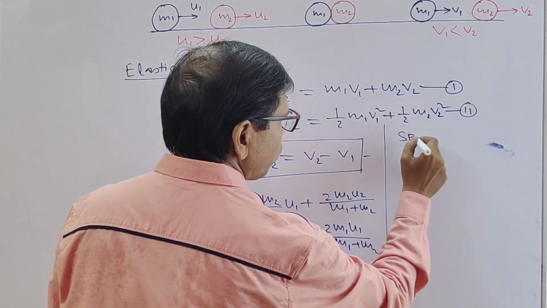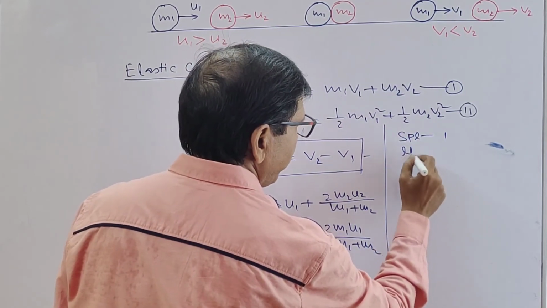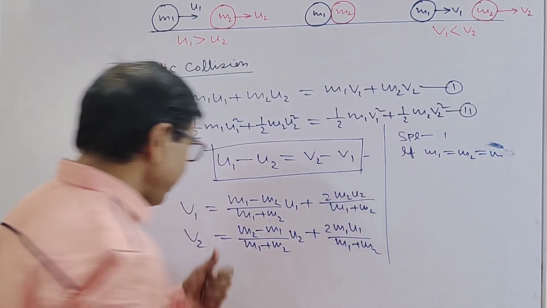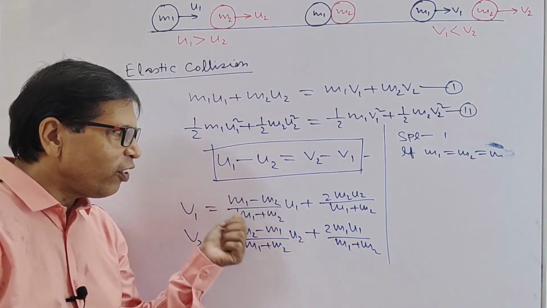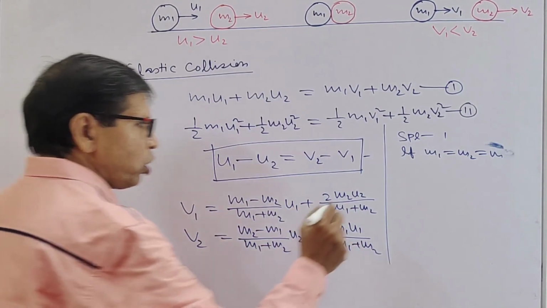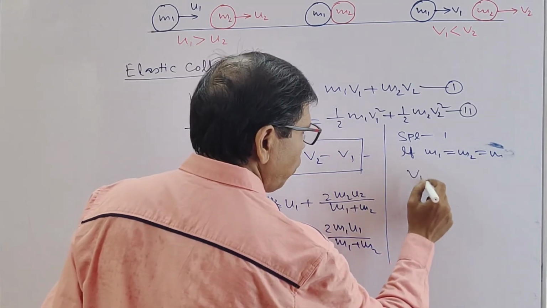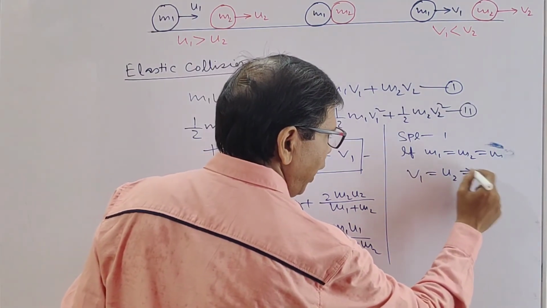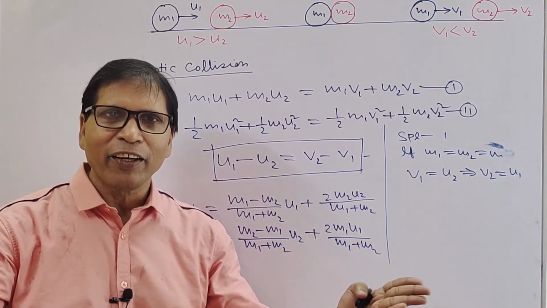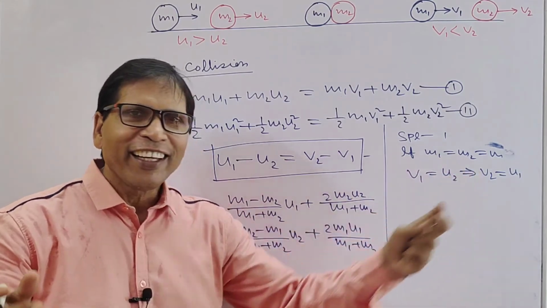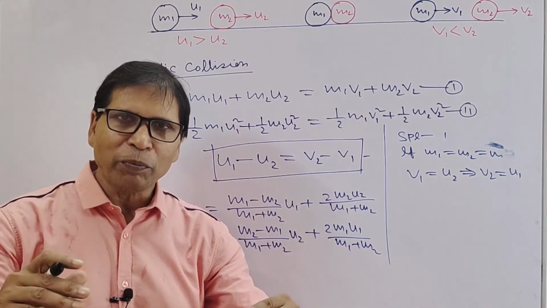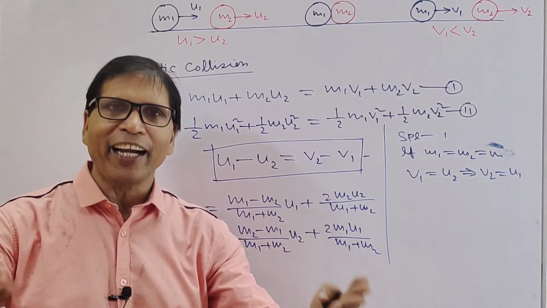Now special case 1. If m1 equal to m2 equal to m, then this term is 0, and this is 2m by (m plus m), so 2m by 2m, which gives u2. Therefore v1 is equal to u2. Similarly v2 equal to u1. Therefore in elastic collision of two equal masses they exchange their velocity. Now from this concept I can solve an NCERT numerical.